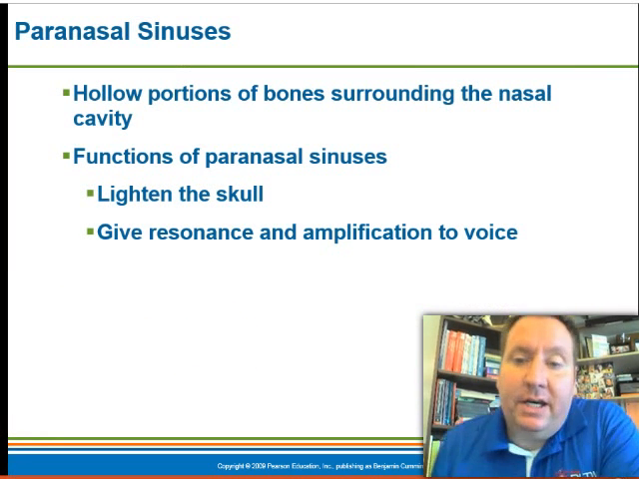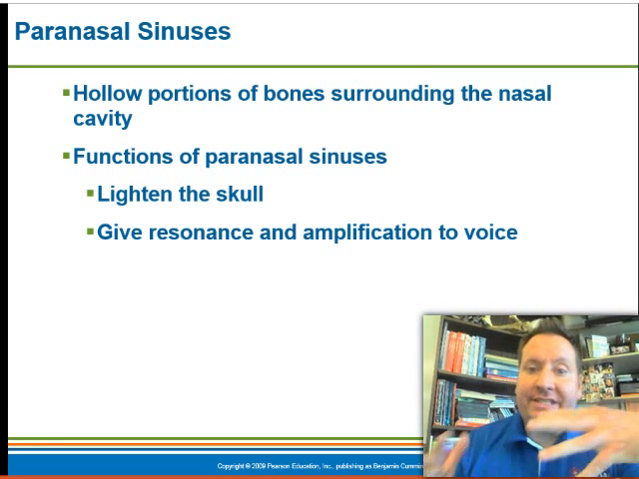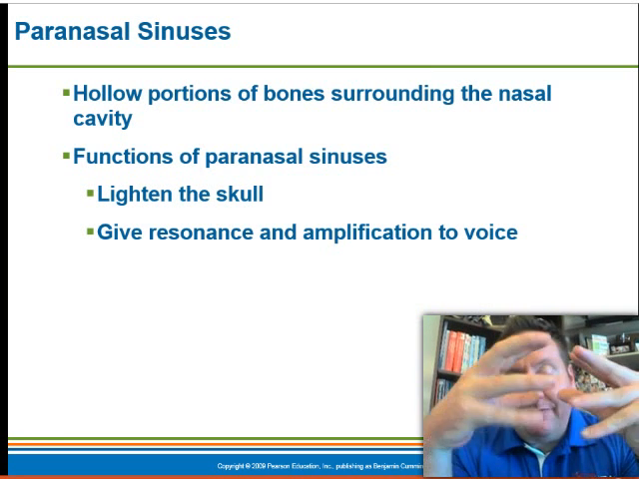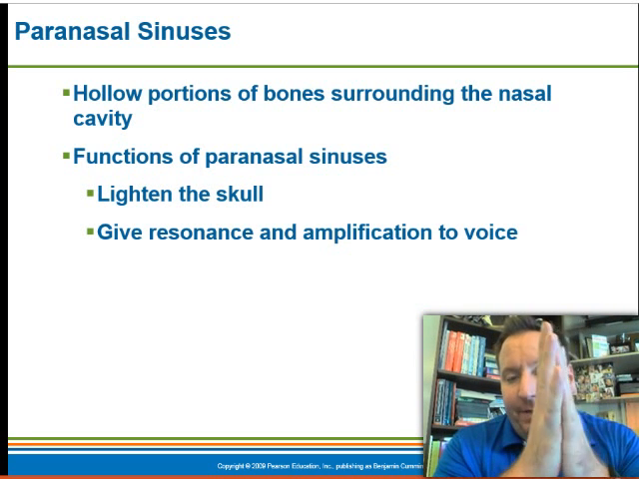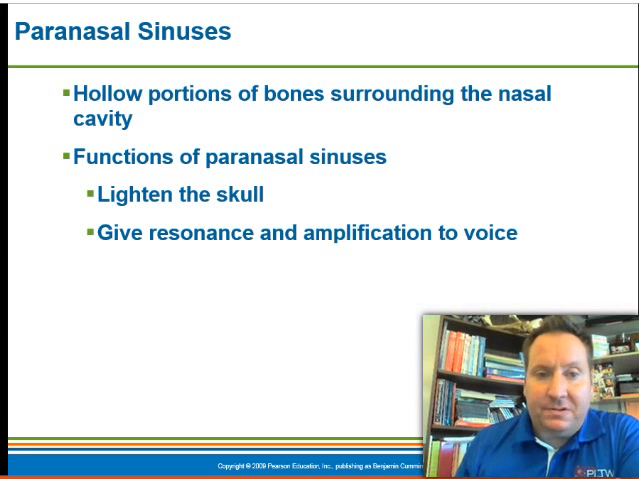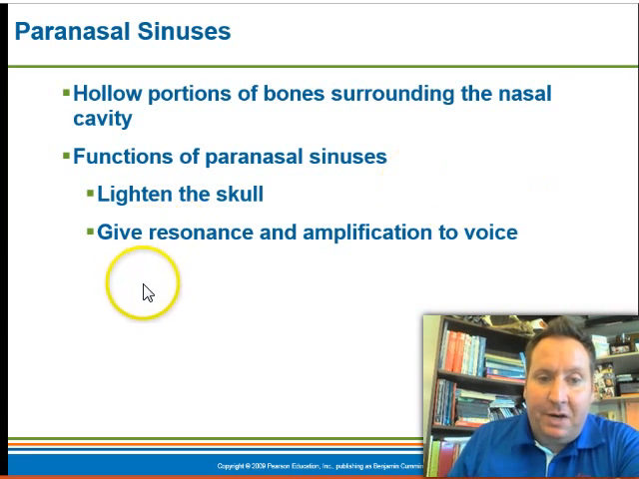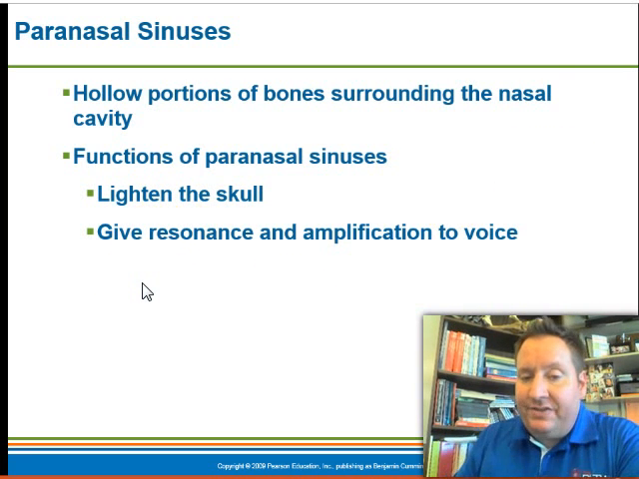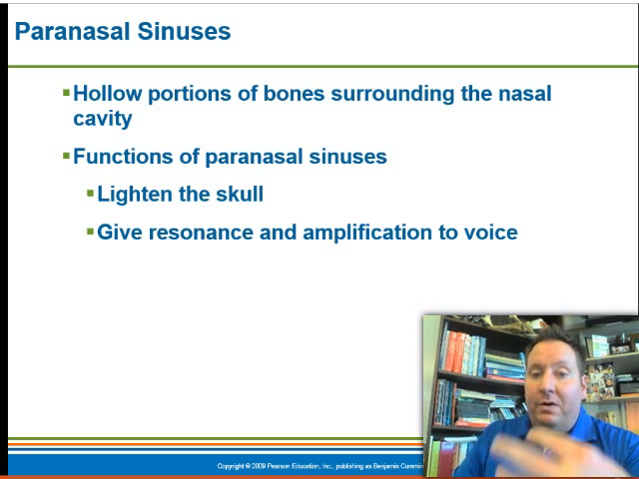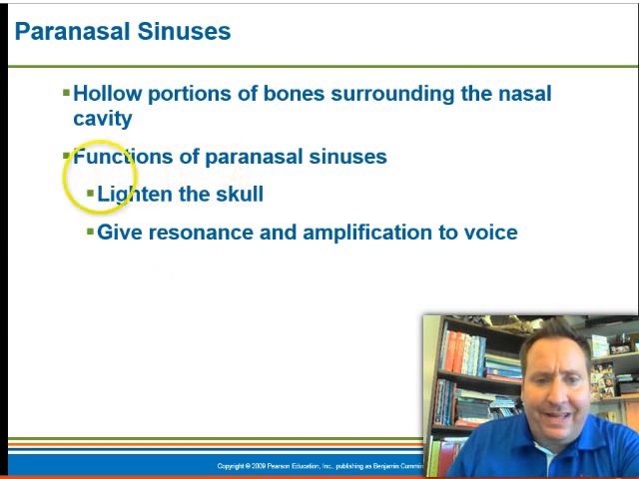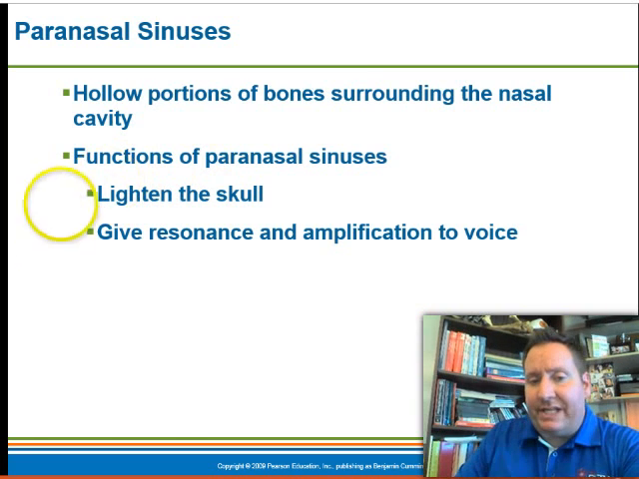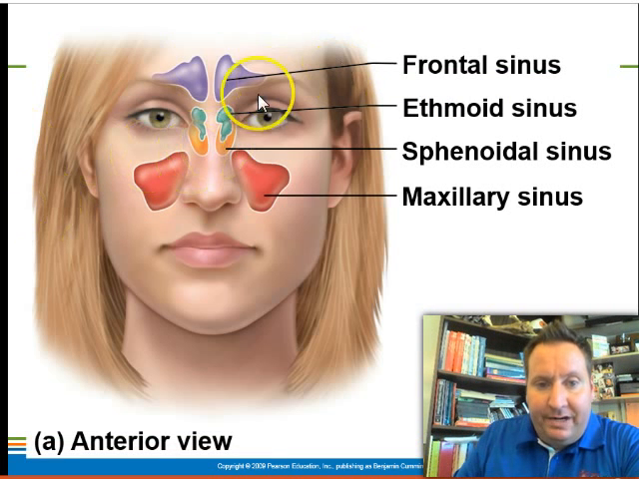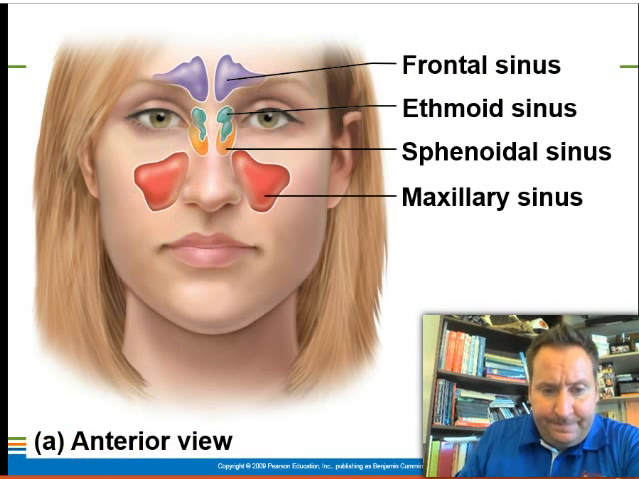So when I take a look at the nasal cavity itself, you have these areas where these bones come together and they form hollow cavities. These hollow cavities around the nasal cavity are called your paranasal sinuses. These paranasal sinuses are going to help lighten the skull. They also are what gives your voice the ability to project and resonate. So you have that good voice, that quality voice, that amplification of your voice. And that's due to these paranasal sinuses allowing these hollow cavities for your voice to actually project. Here's what your paranasal sinuses look like that you can see here.